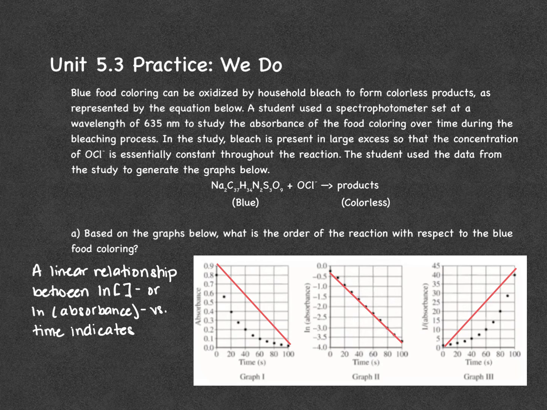And since we have the natural log of absorbance versus time giving us a linear relationship, we know that the order of the reaction with respect to the blue food coloring must be first order, because first order is going to give us a linear relationship when we graph the natural log of concentration versus time. Or in this case, because absorbance is directly proportional to concentration, first order is also going to give us a linear relationship when we graph the natural log of absorbance versus time. So the order of this reaction with respect to the blue food coloring is going to be first order.